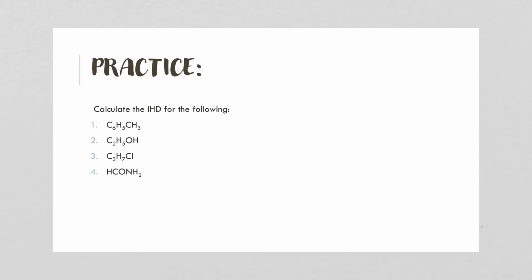For the first one, it's just a regular hydrocarbon. So there are 7 carbons and 5, 6, 7, 8 hydrogens. Now we'll calculate the index. So we have 2 times 7 plus 2 minus 8, over 2. So that would give this one a hydrogen deficiency of 4.